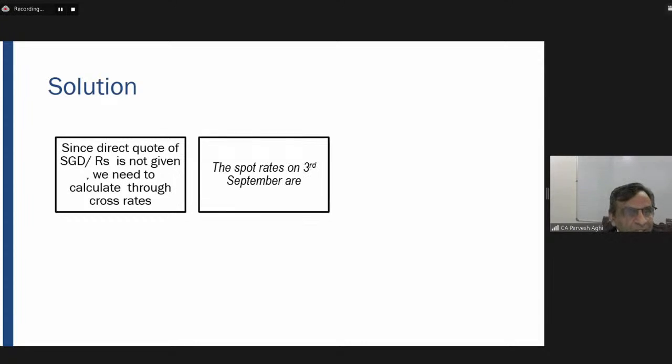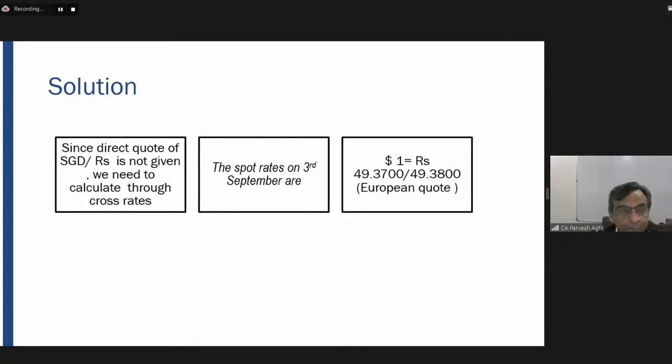So the spot rate on 3rd September is $1 equal to rupees 49.37 oblique 49.38. So this is the quote which has been given, the spot rate, on the 3rd of September. Fine. So we know this is a European quote. And how do we know that it's a European quote? Look at the right hand of the quote. If the currency is rupees, then it is a European quote. If it had been dollar, then it is an American quote. Okay, fine. If it is any other currency than the American, then it is called the European quote.